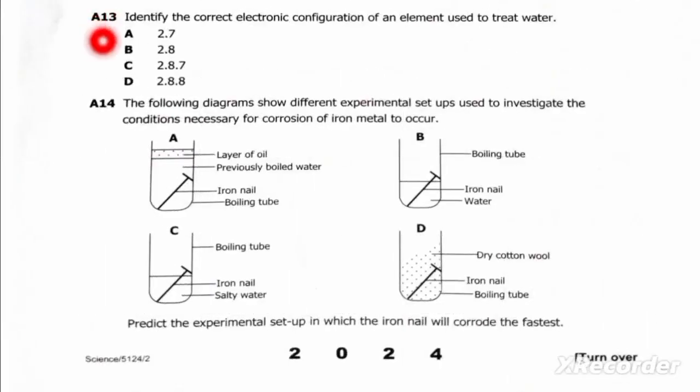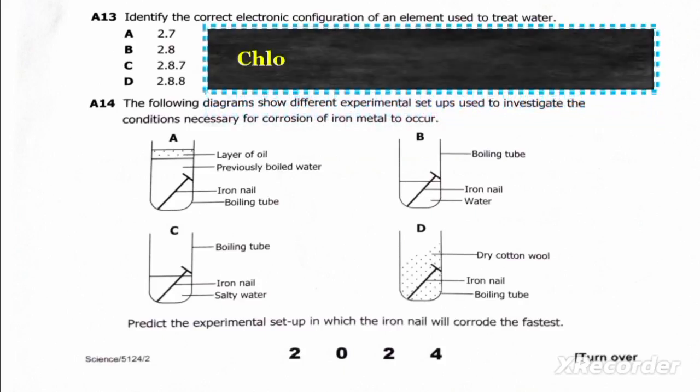We move to the next question, which is question A13. Question A13 reads, identify the correct electronic configuration of an element used to treat water. The element we are talking about here is chlorine. Chlorine is an element used to treat water, and the electronic configuration of chlorine is 2, 8, 7. We are done with this question. Let us move to the next question.